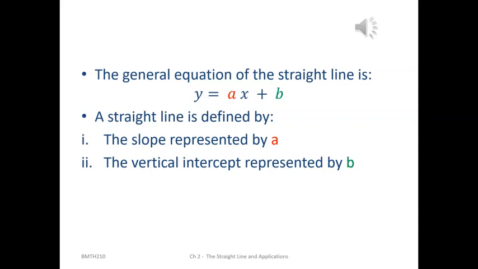The straight line is defined by two properties, the slope and the vertical intercept. Therefore, the general equation of a straight line is y equals ax plus b, where a is the slope and b is the vertical intercept, also known as y-intercept.